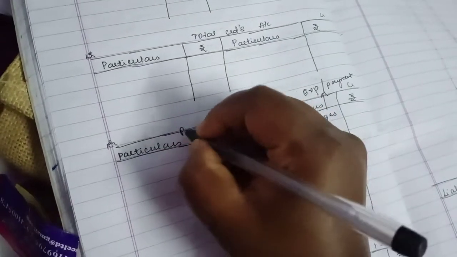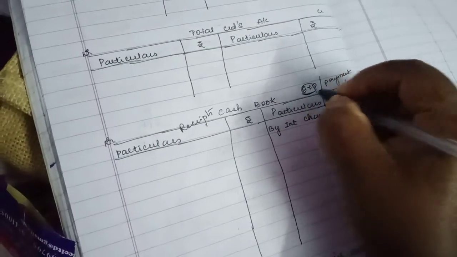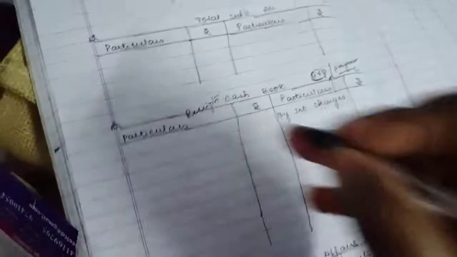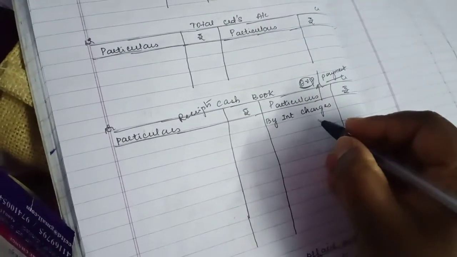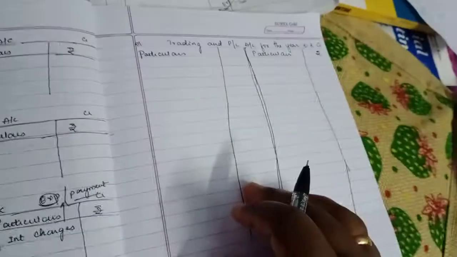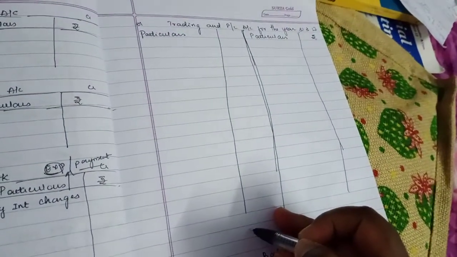This side is all the receipts. Whatever you receive, instead of saying expenses, consider it a payment. Whatever you pay comes on the by side, whatever you receive comes on the to side. So by interest charges is a cash transaction, and since you pay interest monthly, it goes to the P&L account. When you say P&L account, trading and P&L will be prepared in one table itself.